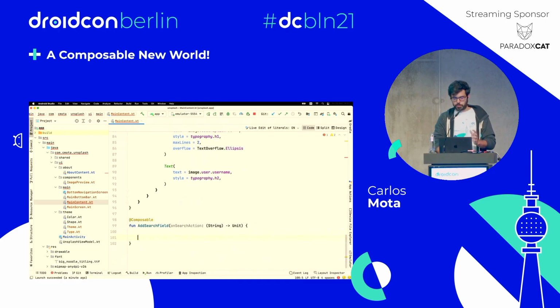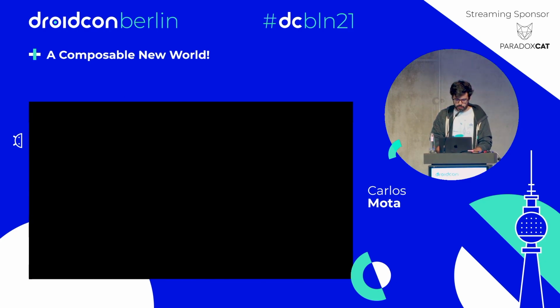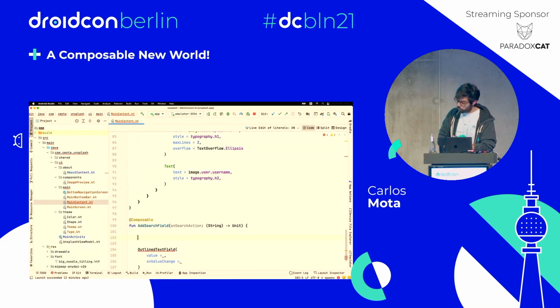Perfect. Now that we've defined this, in order to use a text field, I'm going to use an outlined text field just because it creates a smooth outline around the text field. If we add outlined text field, you'll see that it receives a value, and it has also another argument, it's on value changed. So basically, I need to define these two arguments at least. And for that, I'm going to use search. Once again, I need to use remember. Otherwise, this component won't be updated.